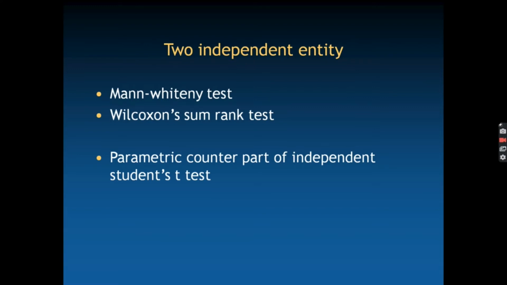So we will be using a test for independent groups, which is the Mann-Whitney test, the counterpart of the independent student t-test. It is also known as the Wilcoxon rank-sum test. It is similar to Mann-Whitney and has a relation with the Mann-Whitney.